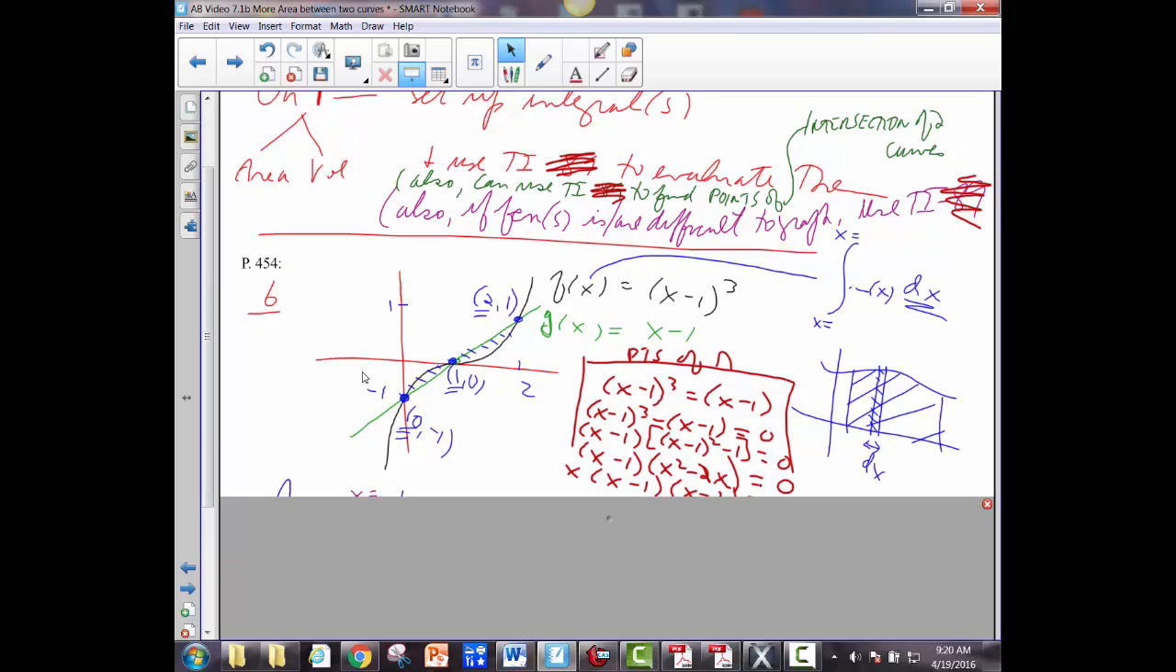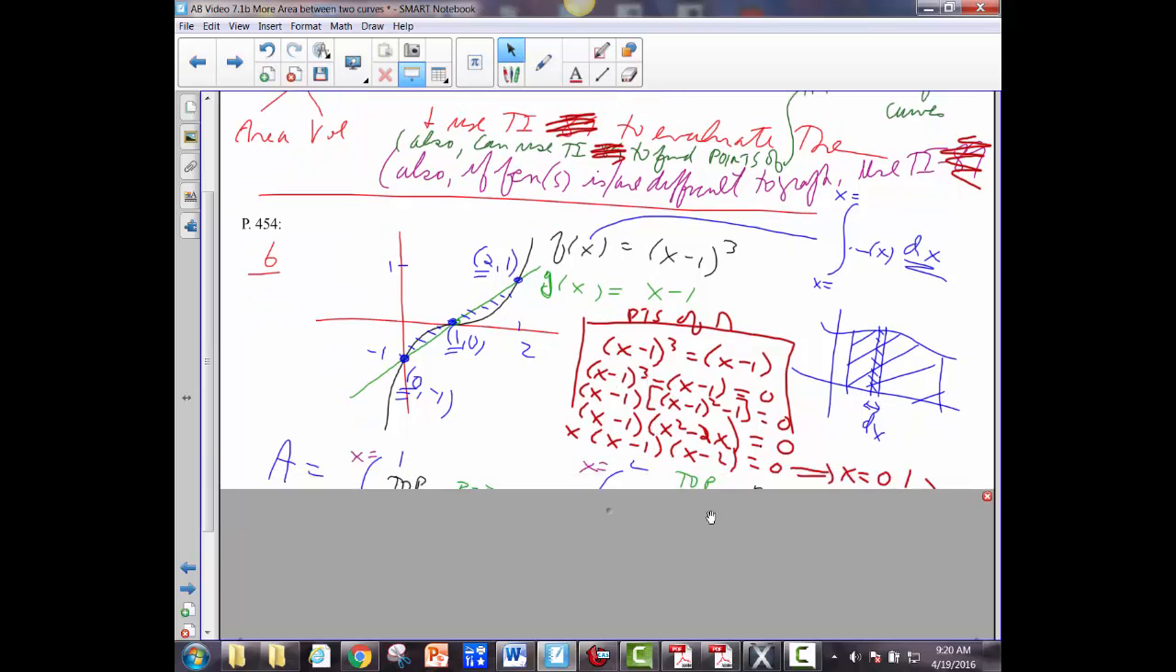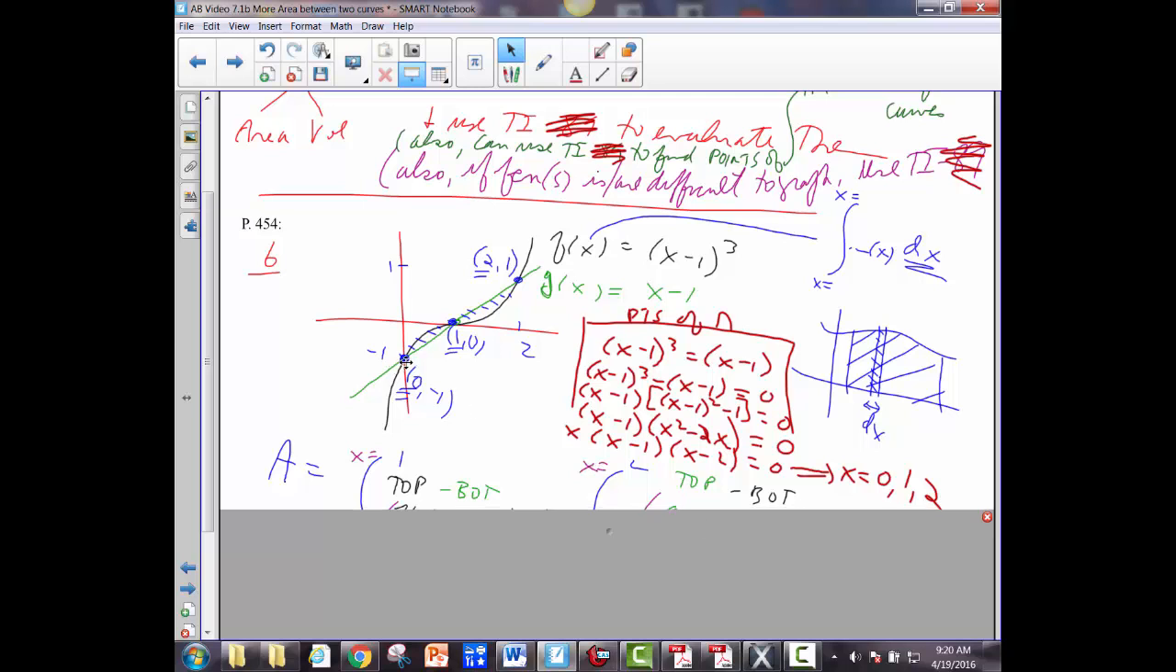Okay, so here's number 6. They give you the actual graphs, but they don't give you the points of intersection. They do give you the equations of the graphs. So g of x is the green line, f of x is this cubic curve, which has been moved to the right one. Of course, you're going to first need the points of intersection because, as you can see, the curve is above the line, and then over here the line is above the curve. So they're both equal to y, so we set them equal to each other, bring them over to one side, factor out the x minus 1, and we find out they intersect at x equals 0, at x equals 1, and at x equals 2.